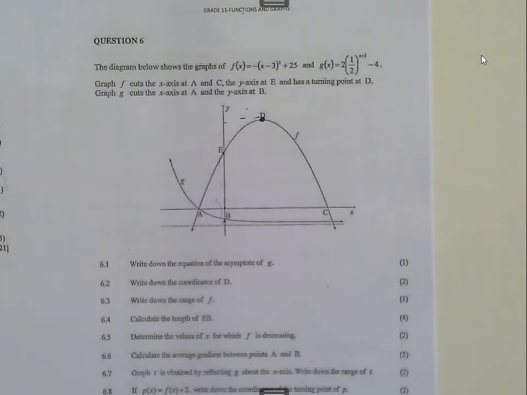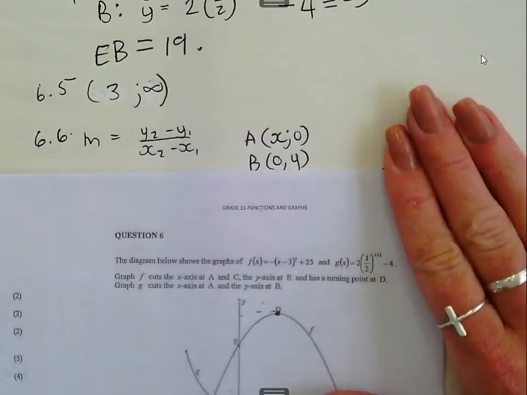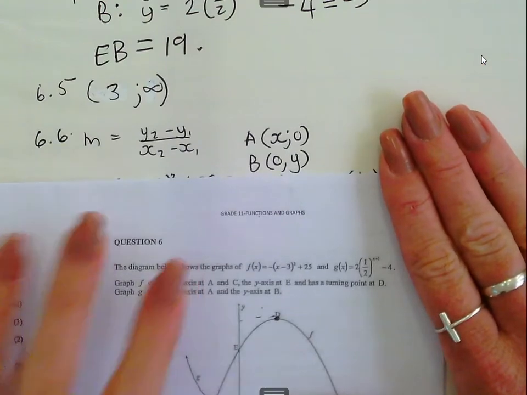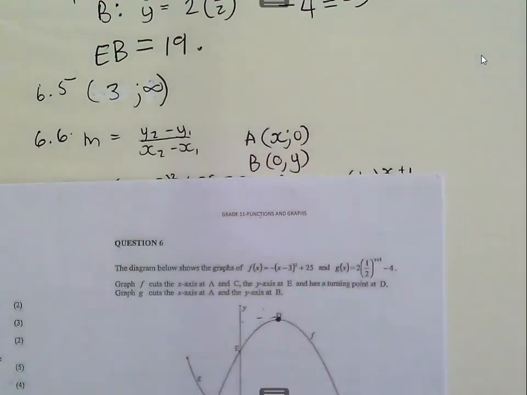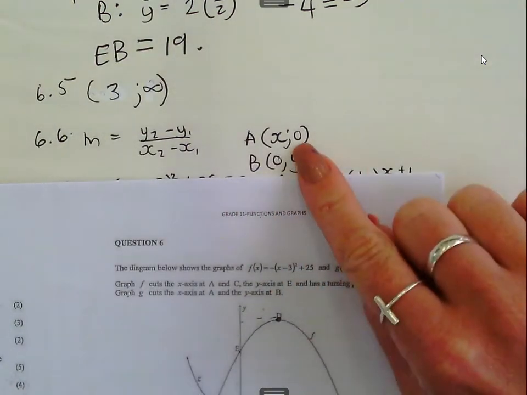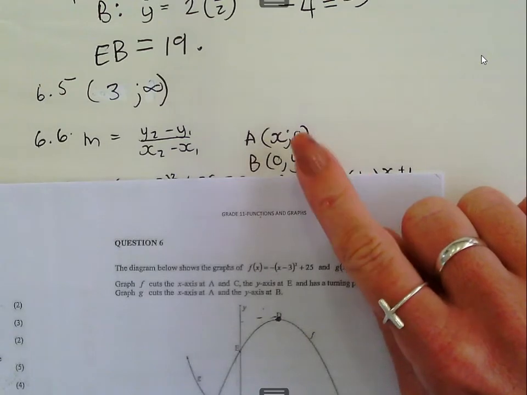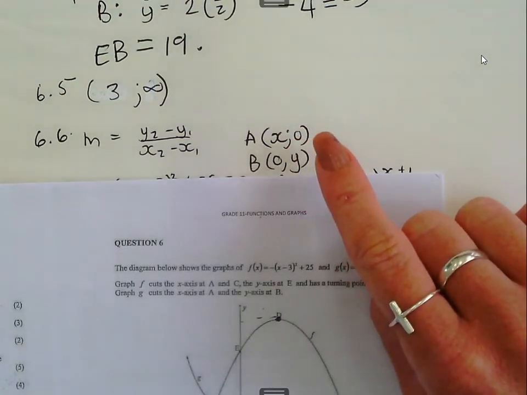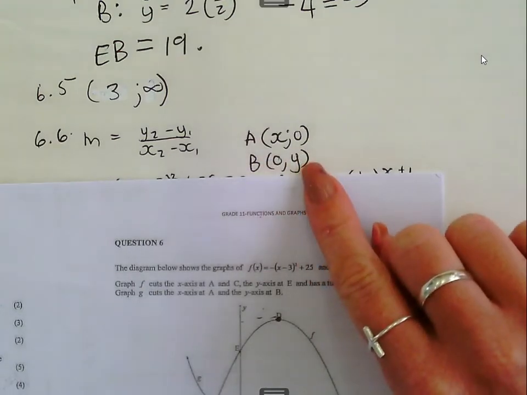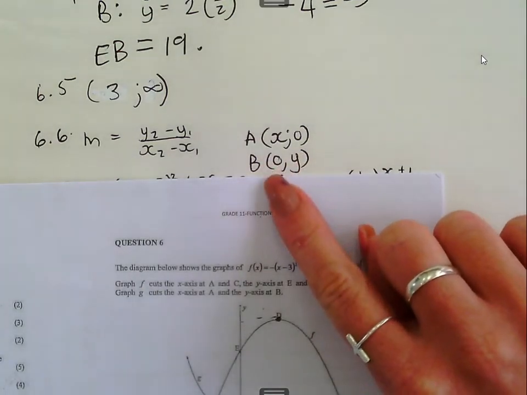There are three possible ways that we can find the coordinate of A. Alright, so what I wrote thus far is I said, I want to calculate the average gradient. I have the gradient formula. I need the coordinates of A and B. At A, I don't know the x, but I know the y is 0. At B, I don't know the y, but I know the x is 0, because they're intercepts.